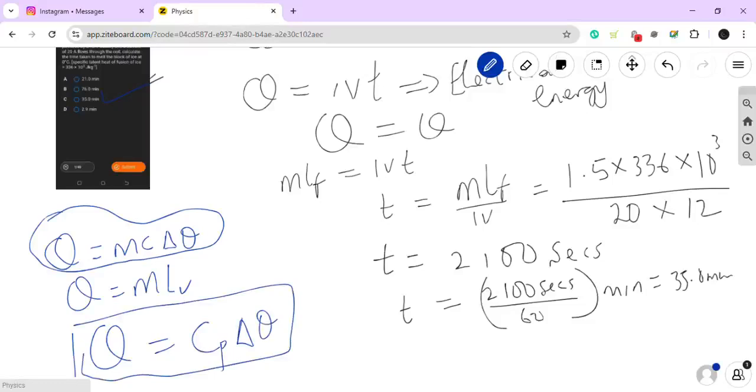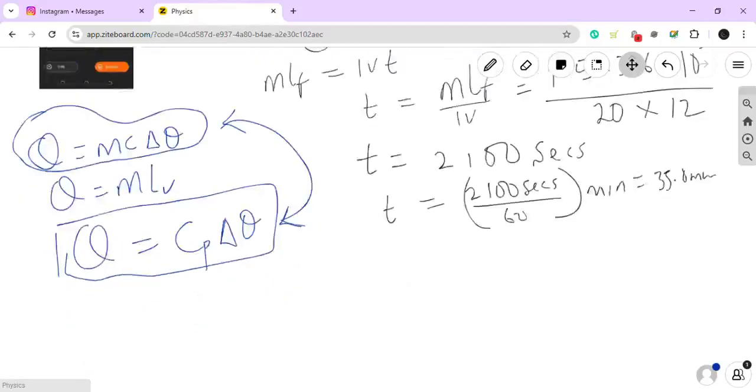While change in temperature is the final temperature minus initial temperature. This and this can work together depending on their specification. Alright, so that's how to do that.